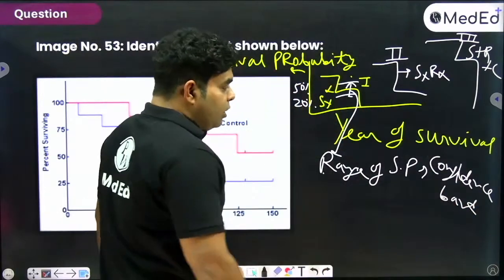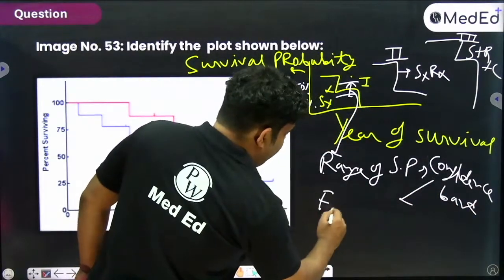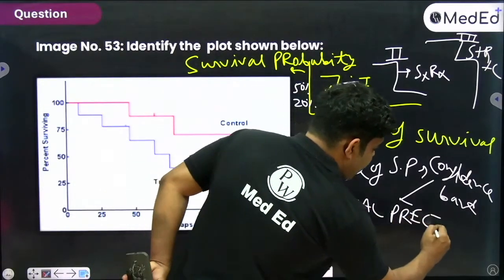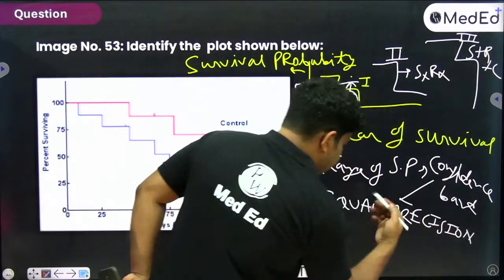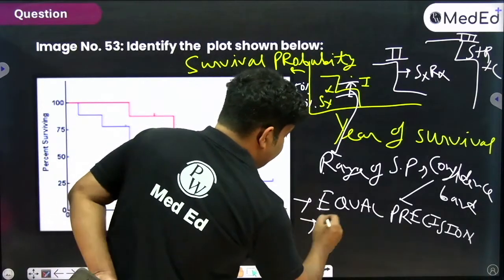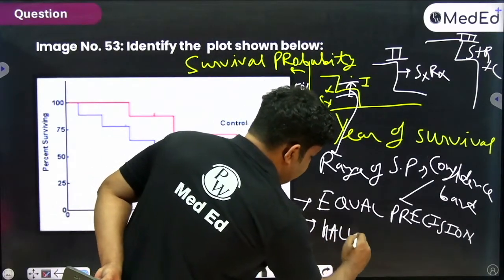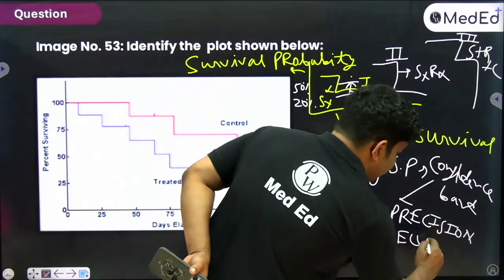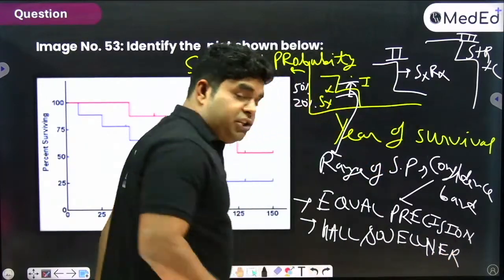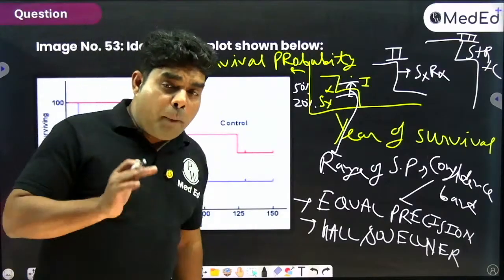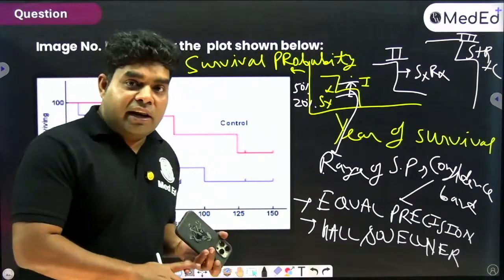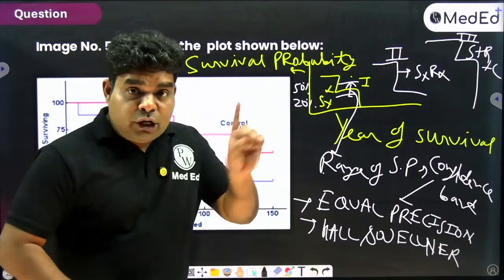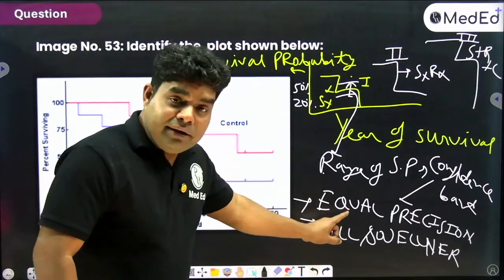And confidence band can be of two types. One is equal precision band and the other is Hall and Wellner band. There are some other types of band also, but this question came in INI-CET 3 years back, that which of the following is a confidence band? Options were, is Hall and Wellner a confidence band, is unequal precision a confidence band, like that. So unequal precision is not a band. Equal precision is the band. The correct answer was Hall and Wellner.